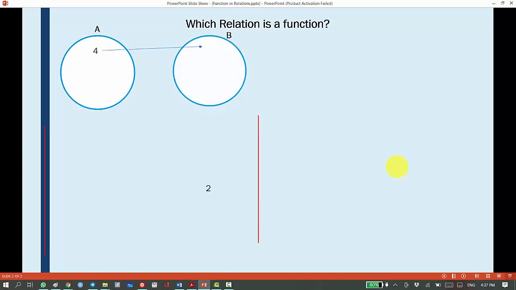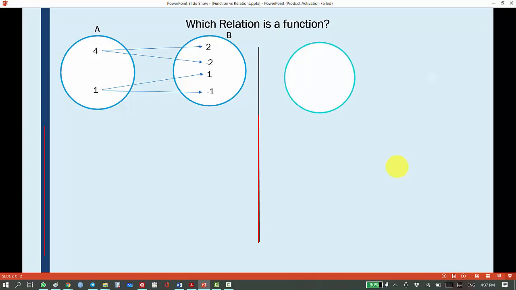is related to 2 in set B and to minus 2 in set B. 1 in set A is related to 1 in set B and minus 1 in set B. Furthermore, consider another two sets on the right hand side where 4 in the first set is related to 5, 1 is related to 2, and 0 is related to 1.